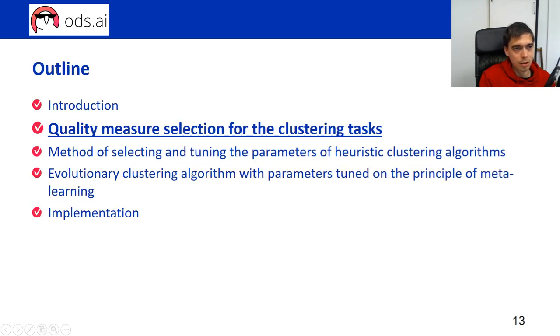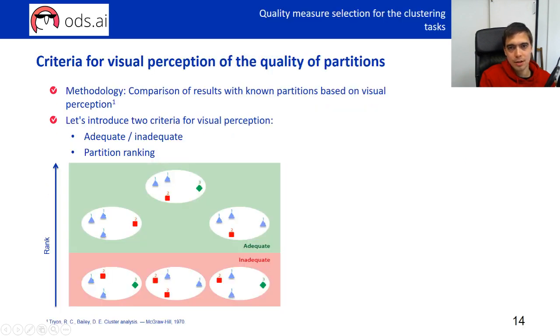Okay, so let's come to the first problem, the problem of quality measure selection for the clustering tasks. Let's consider the problem of choosing a partition quality measure for clustering problems in more detail. The most applicable methodology for creating a new measure of quality of a partition is to compare the results with the previously known partitions of the datasets based on their visual perception.